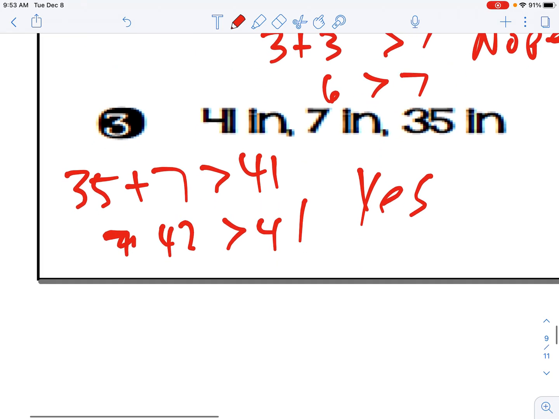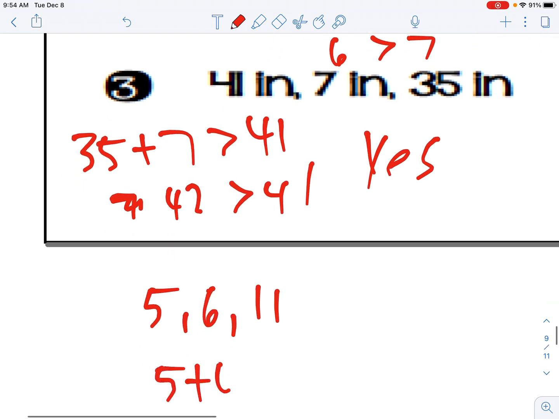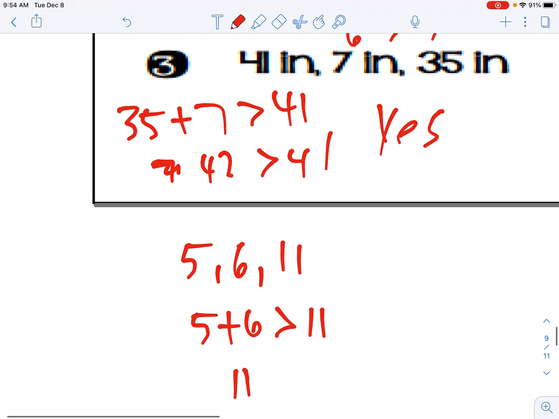All right, the one you have to look out for would be like 5, 6, and 11. Is 5 plus 6 greater than 11? Or is 11 greater than 11? The answer is no. 11 is not greater than itself. Okay, it has to be bigger than. Can't be equal to, has to be bigger than.